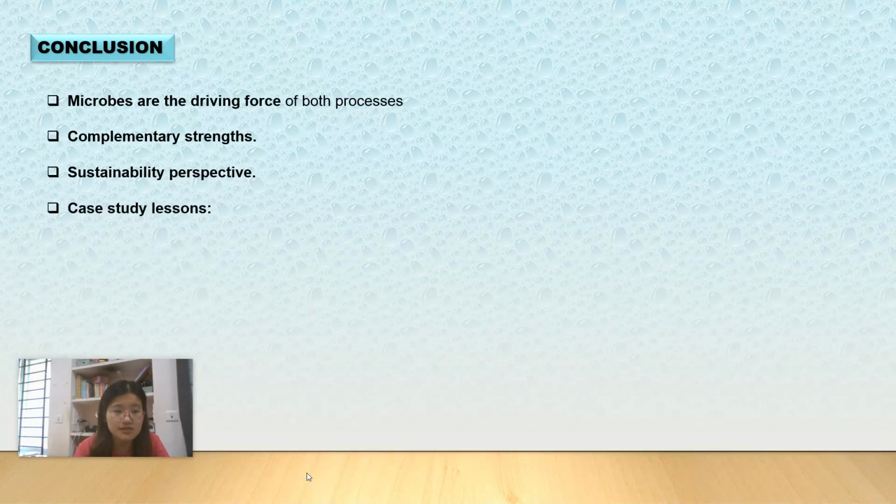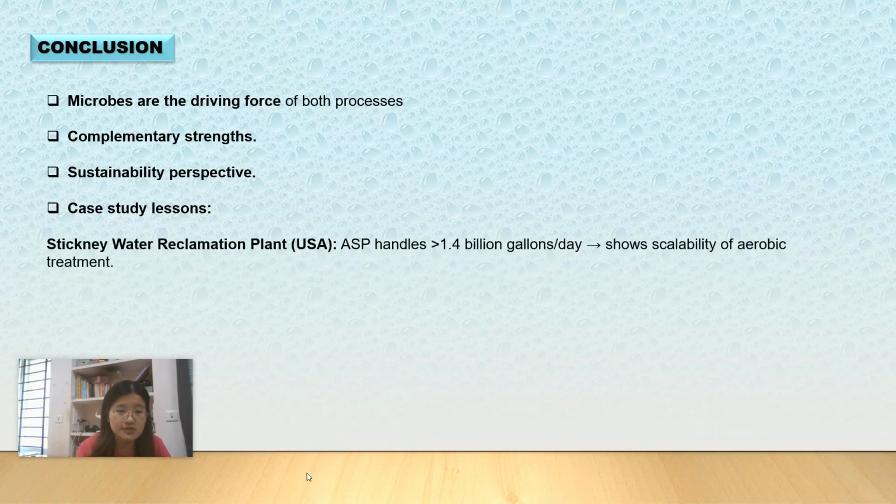I have also selected three papers in which I have mentioned only the significance of aerobic and anaerobic wastewater treatment. The first one is Stickney Water Reclamation Plant, USA. The ASP, which is the activated sludge process, handles more than 1.4 billion gallons of wastewater per day. This shows the scalability of aerobic treatment, which means how easily the process can be expanded or reduced in capacity to handle different volumes of wastewater.